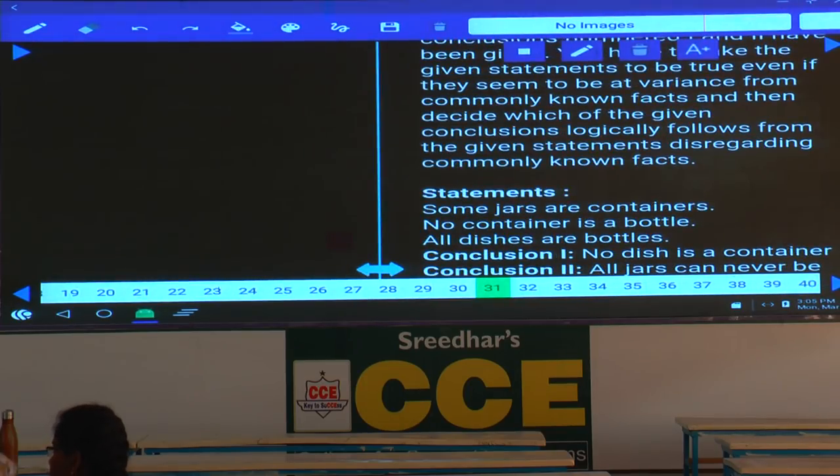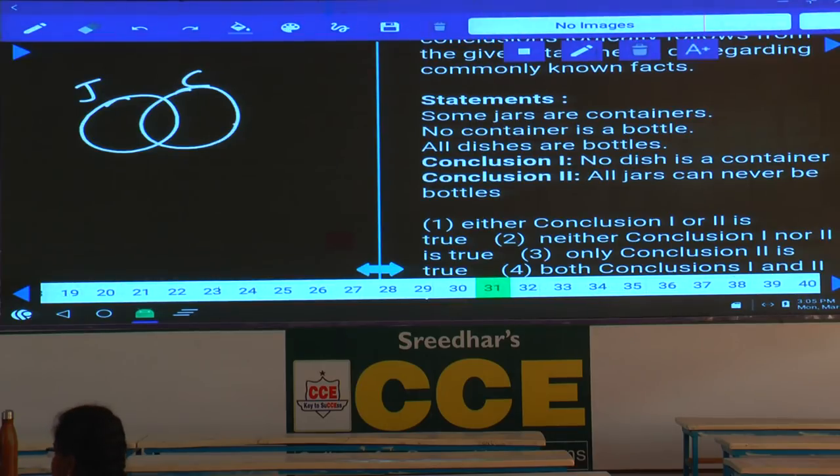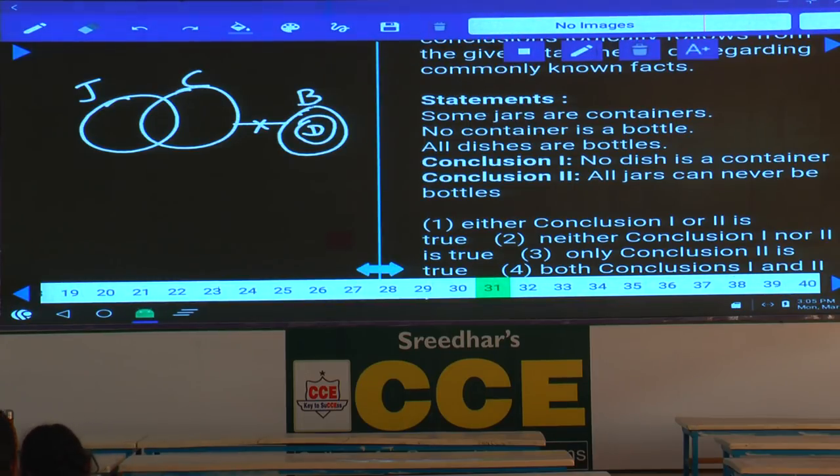Some jars are containers can be written like this. These are the jars which are containers. And next one, no container is a bottle. No container is a bottle means no intersection between container and bottle. All dishes are bottles. All these dishes are bottles. Now this is the basic diagram. Some jars are containers. No container is a bottle. And all dishes are bottles.